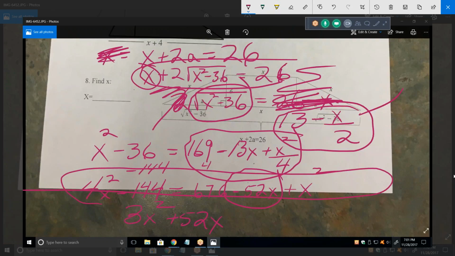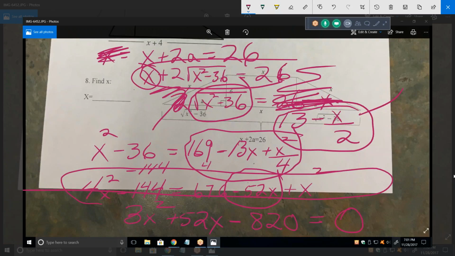I have to move the 676 over, so that becomes minus 820. I think when you subtract 676 from 144, you get 820. That's equal to 0.